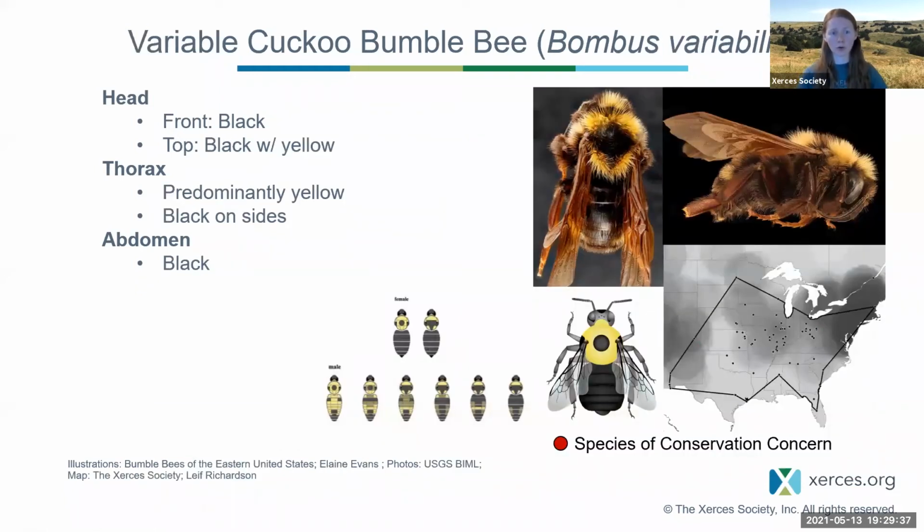And then there's the variable cuckoo bumblebee, or Bombus variabilis. This one has not been observed in a long time, but its range is within Missouri. So if you find a bee that's got a yellow thorax with black predominantly on the sides of its thorax, and then the abdomen, at least for females, is all black, you can see that it gets its name variable cuckoo bumblebee based off of the color pattern of the males there. There's a lot of different ways that it could display yellow. This one is a species of conservation concern. Unlikely that it will be collected, but again, if it is collected, it will be quite exciting.